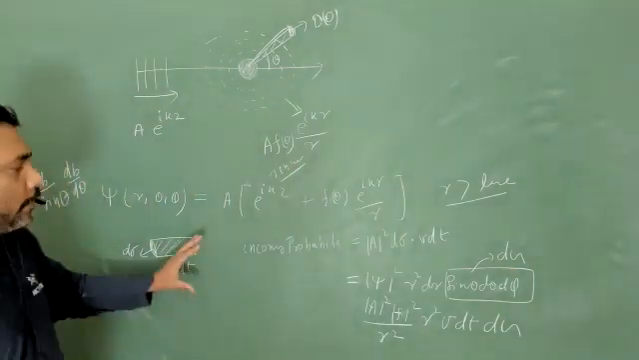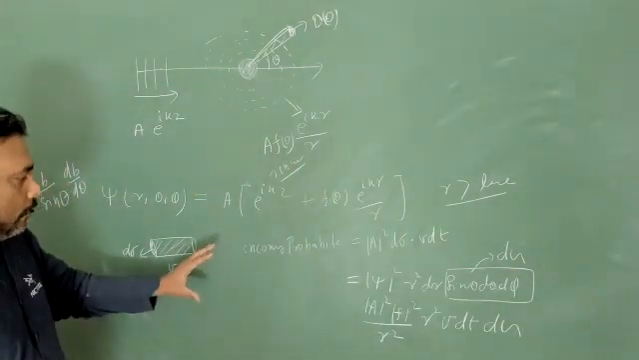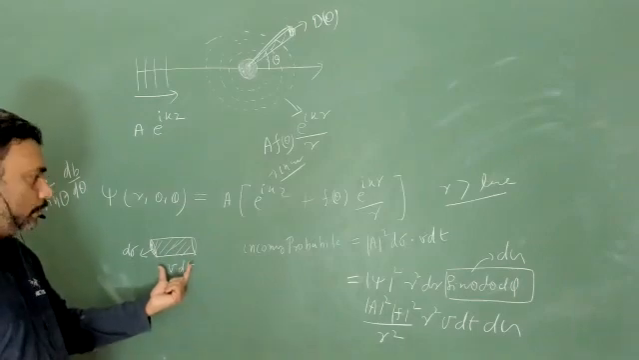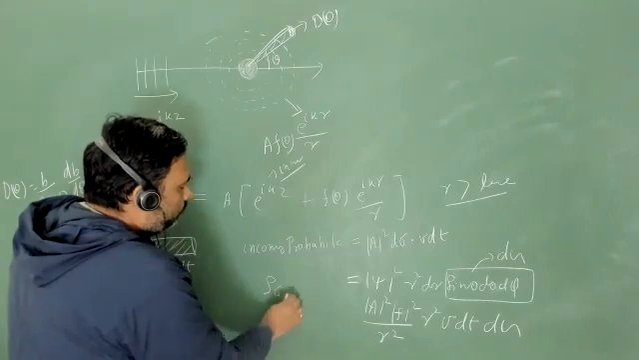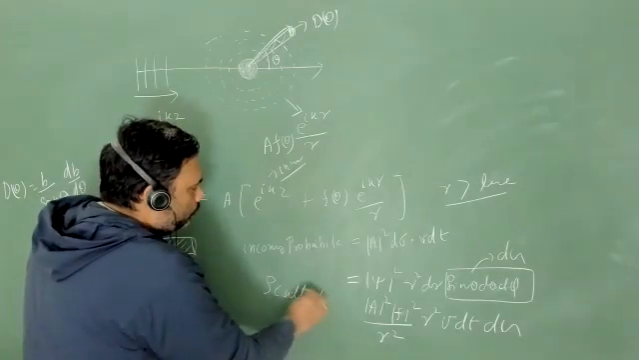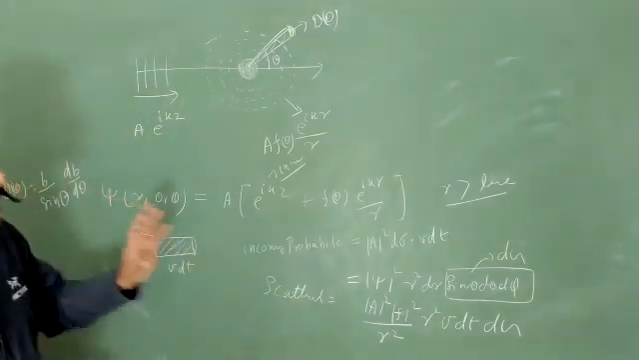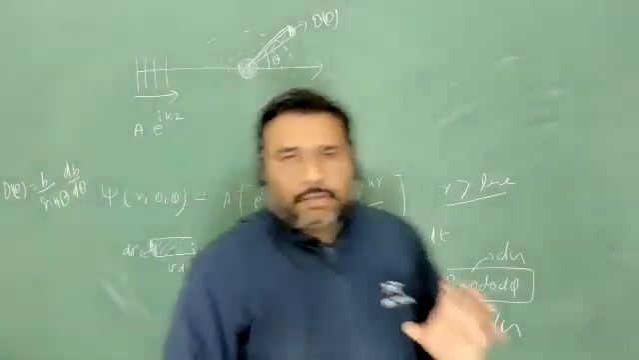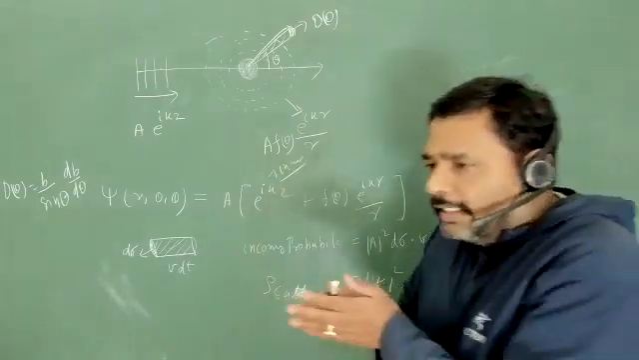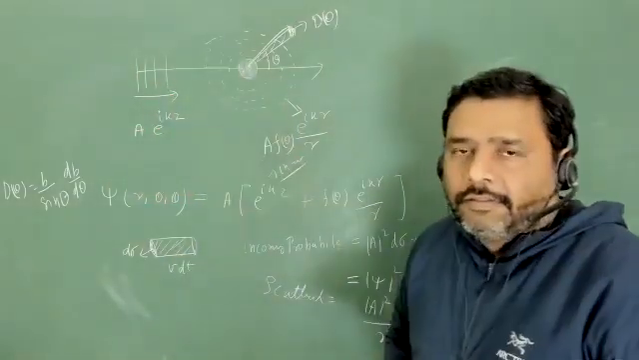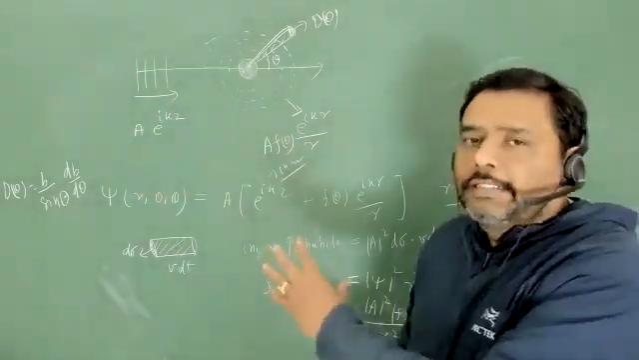Now the incoming probability must be equal to the scattered probability, right? Because probability must always be conserved. The particle that came has to be scattered. It is a different issue that they are scattered into different directions, but the number of particles is always there.